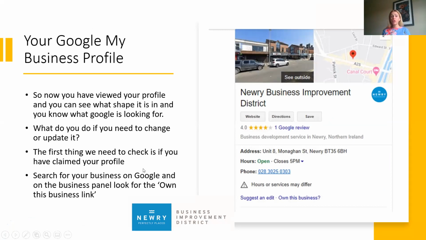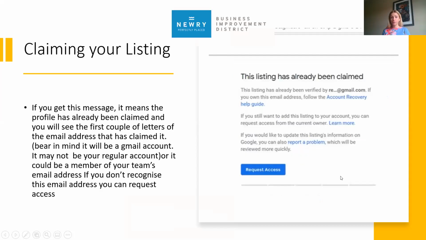So when you search for your business on Google and the business panel comes up, what you need to do is look for the Own This Business link. So here on my screen, you'll see it down at the bottom of the page. It says Suggest an Edit or Own This Business. So what you need to do is click on Own This Business and see what it says.